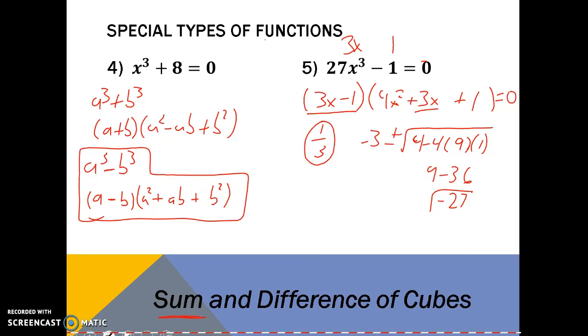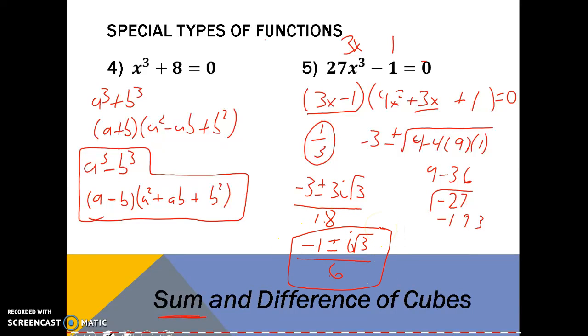Okay, and so the square root of negative 27 is like negative 1 times 9 times 3. So I can rewrite it as negative 3 plus or minus the square root of 9 is 3i, radical 3, over 2 times a, that's 2 times 9, which is 18. And then this whole thing can simplify to negative 1 plus or minus i radical 3 over 6. And that's if I divide out all of these real numbers here by 3. And so those are my 3 solutions.